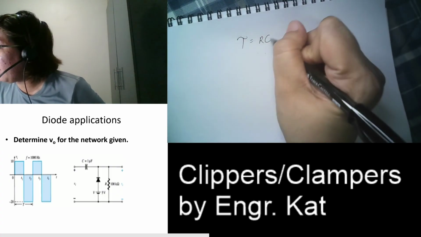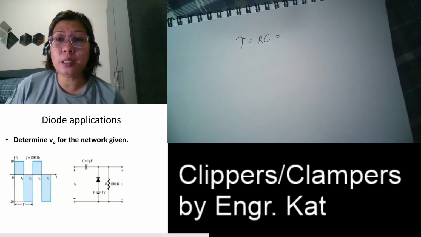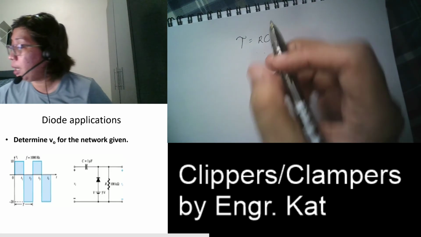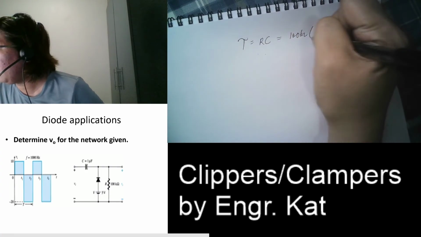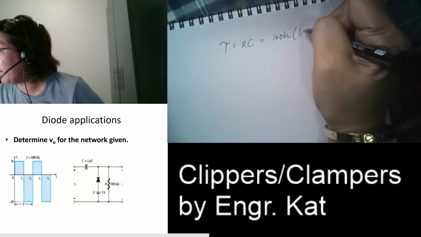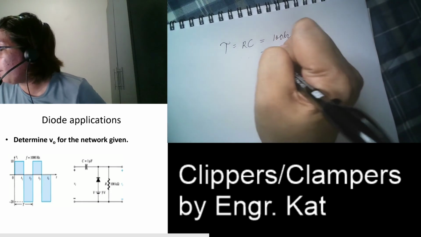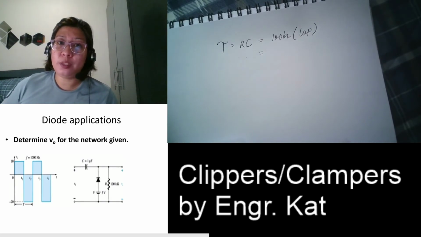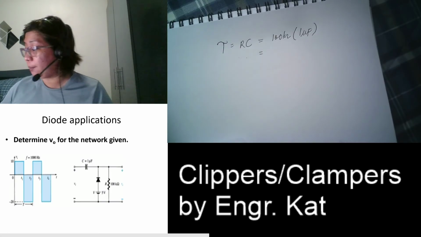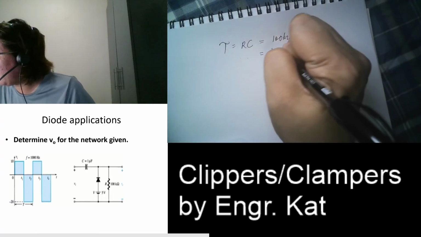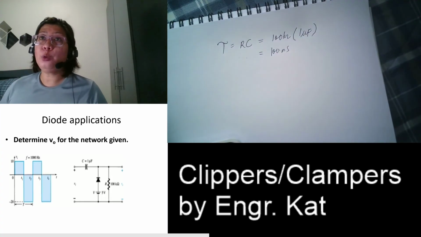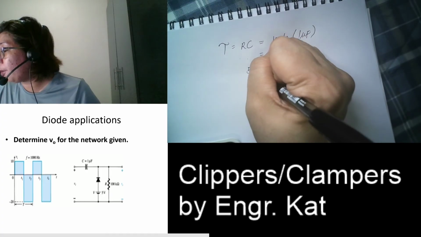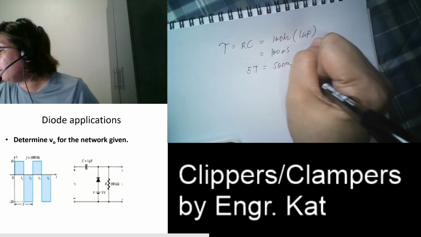Okay? So our time constant there is equal to, our R is 100 kilo ohms multiplied by 1 microfarad. So our time constant is equivalent to 100 kilo ohms times 1 microfarad. So micro means -6, kilo means +3 exponent. Okay? So that will give you 100 milliseconds. So to fully charge and discharge, we need 5 time constants. So that will give you 500 milliseconds.